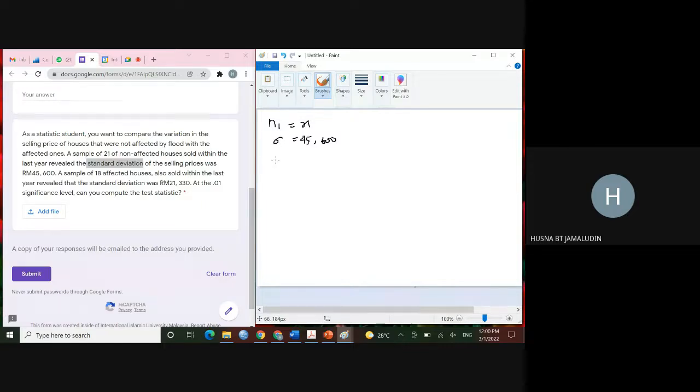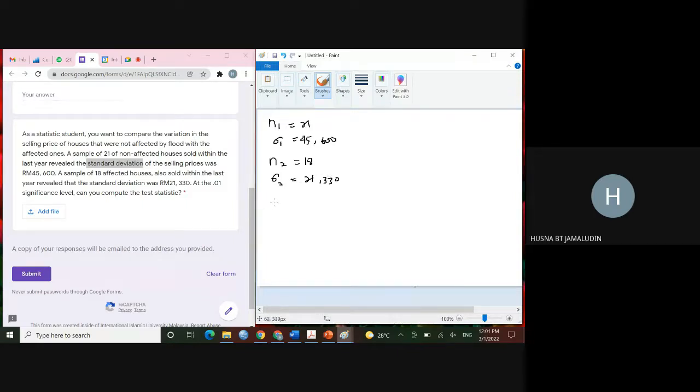So what is the N? What is the N? I wanted to say, what is the 18? So this is your N2, which is 18. Also sold within the last year revealed that the standard deviation, so this is the sigma. This is sigma for sample 1, this is sigma for sample 2. Okay, so you have to label them properly or else you will mix them up and get confused. This is the sigma for sample 2. What is the value? 21,330 at the 0.01 significance level.